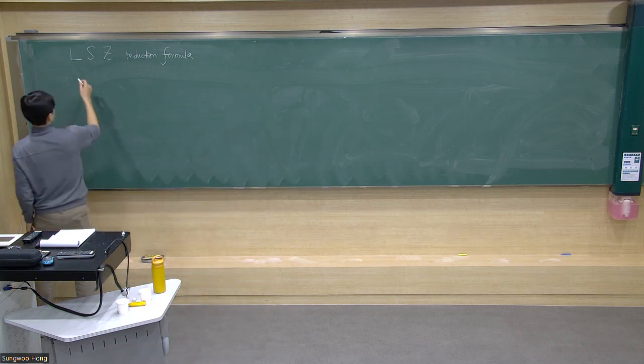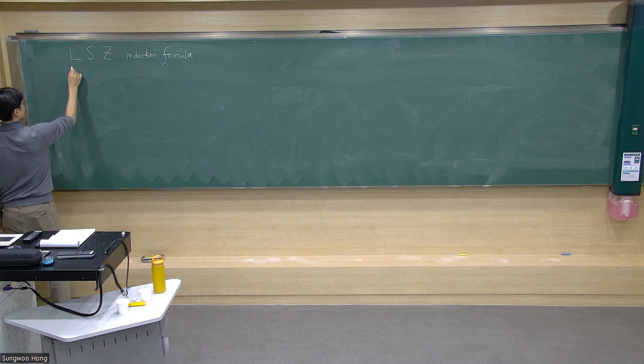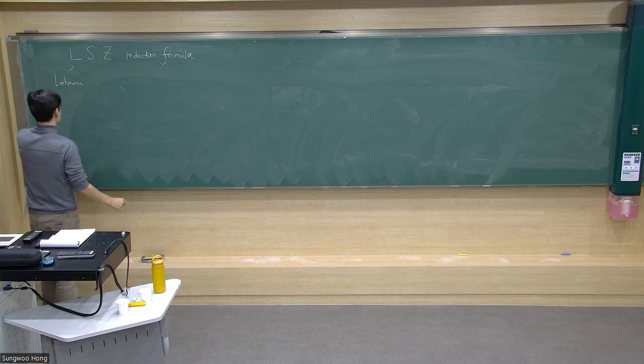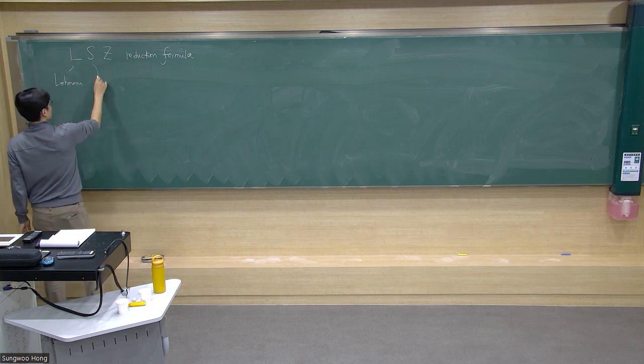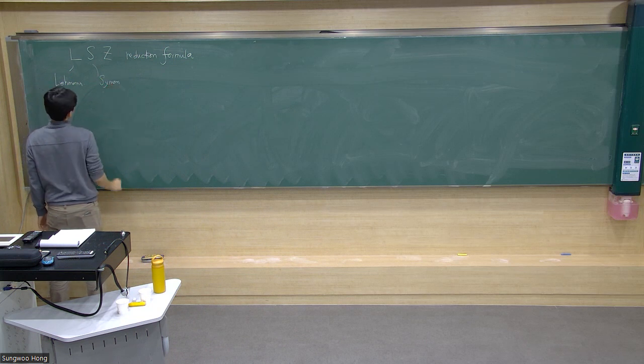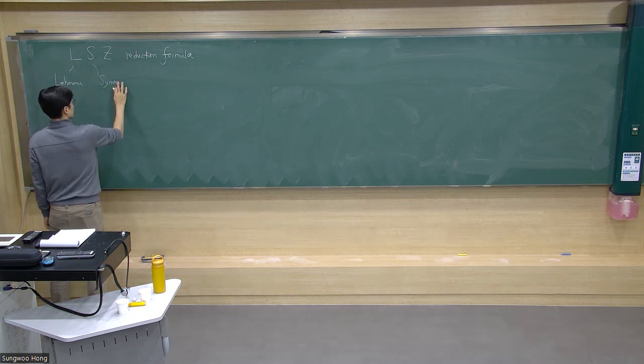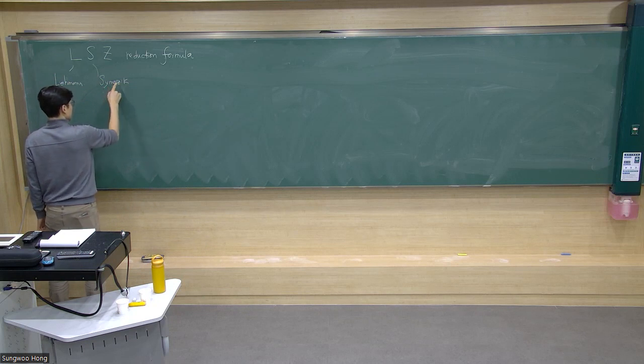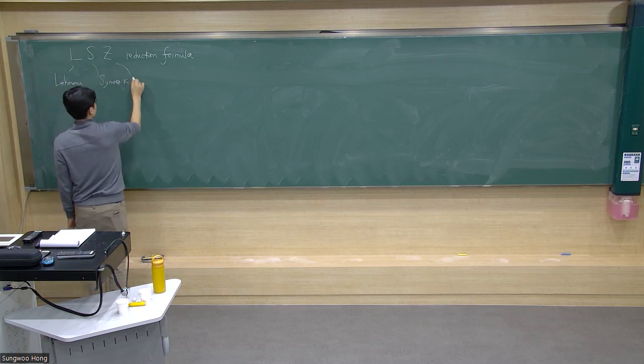So diagrammatically, first of all, what are these L, S, Z? L is Lehmann. Probably I'm not pronouncing it correctly. I think it's all Russian names. Symanzik.